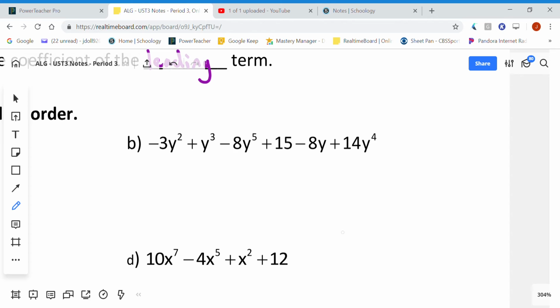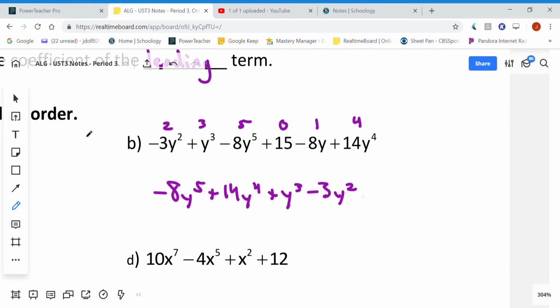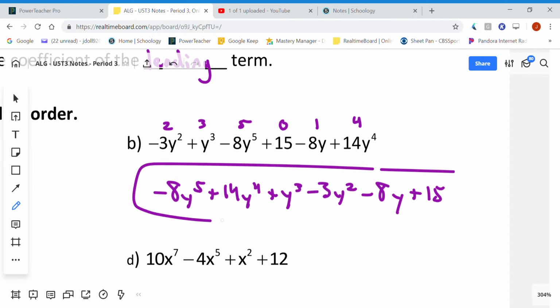All right, let's take a look at a little longer one here. So I have a degree of 2, a degree of 3, a degree of 5, a degree of 0, a degree of 1, and then a degree of 4. All right, so 5 is the largest, so that one's going to go first. Then 4 would go next, then 3, then 2, then 1, and then 0. So that would be this polynomial. Oops, sorry for losing the line there. That would be this polynomial in descending order.